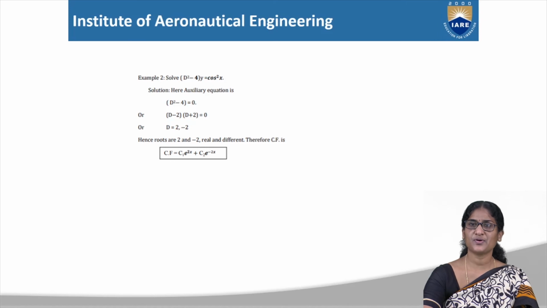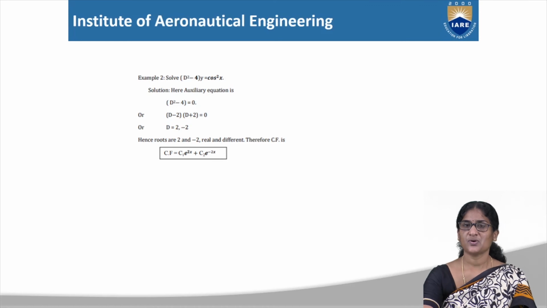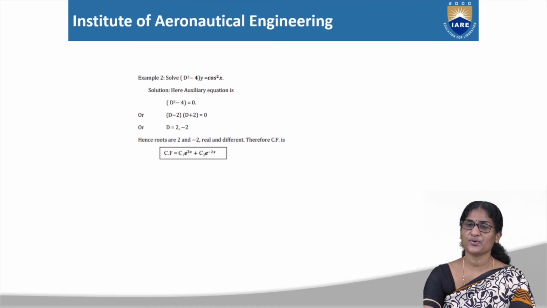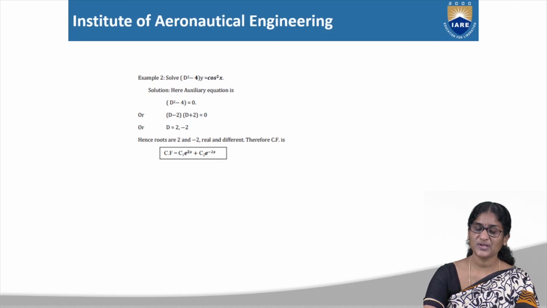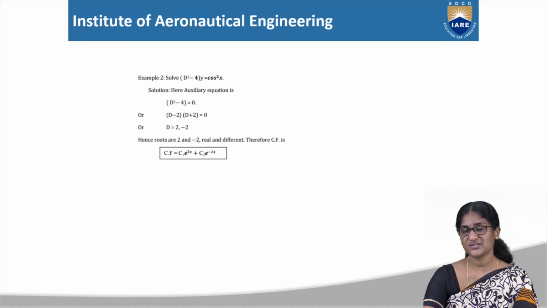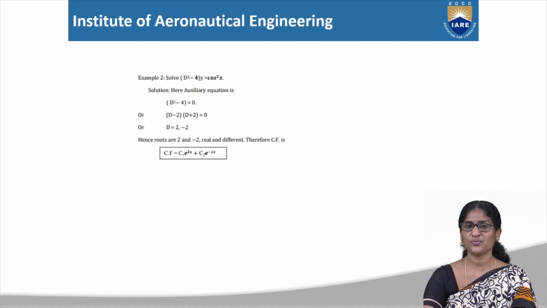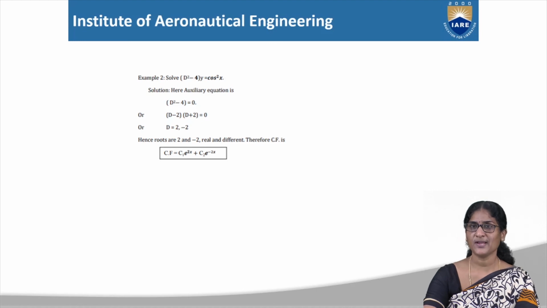Solve (D square minus 4) y is equal to cos square x. I'll repeat. Solve the differential equation (D square minus 4) y is equal to cos square x. Now this cos square x can be changed to (1 plus cos 2x) by 2, so that we get cos 2x, because we have the procedure only for cos ax and sin ax. We don't have any specific procedure for sin square or cos square. So that has to be converted in terms of cos 2 theta, (1 plus cos 2 theta) by 2 or (1 minus cos 2 theta) by 2.